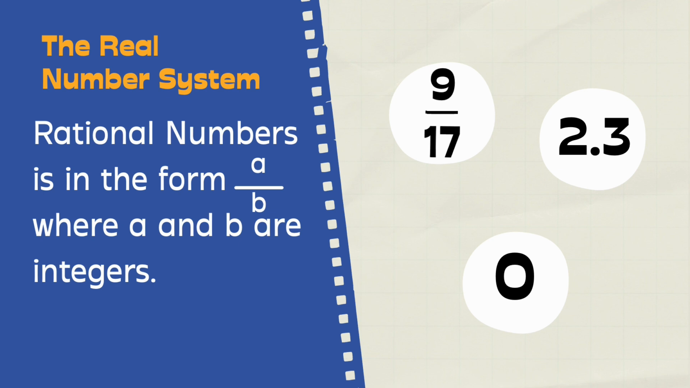We have 9 over 17, we have 2 and 3 tenths, we have 0. And the examples that we have mentioned earlier, from the natural numbers to whole numbers to integers, are all examples of rational numbers.